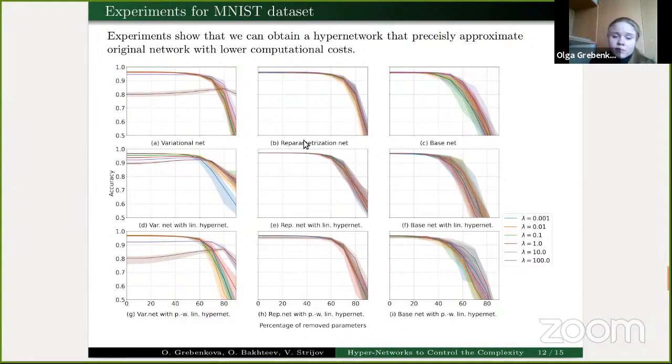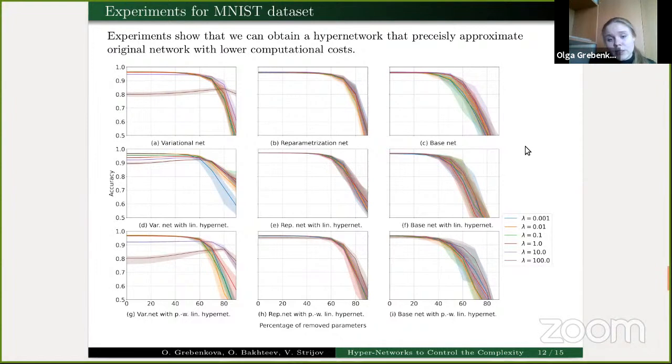In figures B and C, we can see the reparameterization net and the Bayes net correspondingly. As we can see, the classification accuracy hardly changed, but for the models with the variational approach, so the variational and reparameterization net, we can say that these models are more robust to the deletion of the parameters.